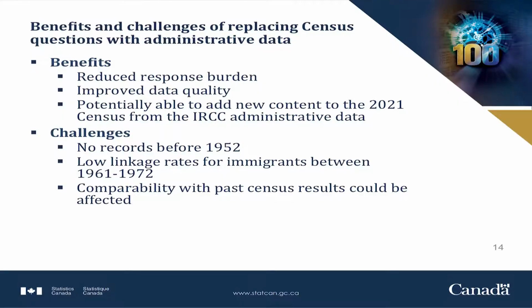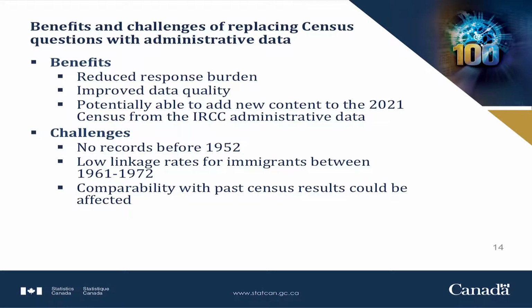So the benefits and challenges of replacing census questions with admin data, well, the benefits are, we're reducing response burden. We're not asking people a couple of questions, and that can be a good thing. We're getting improved data quality. So if we're able to do this linkage and do it well, our data will match the IRCC data a lot more closely, and that should be indicative of improved data quality. But the big benefit is that we have the potential to add new content to the 2021 census from the IRCC admin data. So a big variable that we could add, for example, would be the intended province of landing.